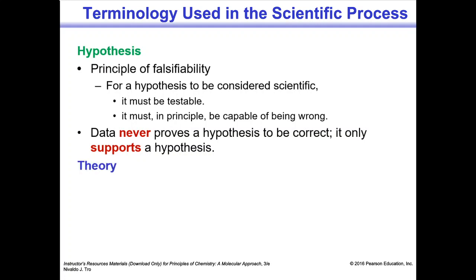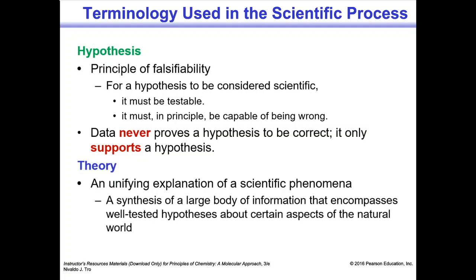Okay, the next one, a theory. Again, theory and law are probably the toughest to get straight in your mind. A theory is a unifying explanation of a scientific phenomenon. And here they give us a definition: a synthesis of a large body of information that encompasses a well-tested hypothesis about certain aspects of the natural world.